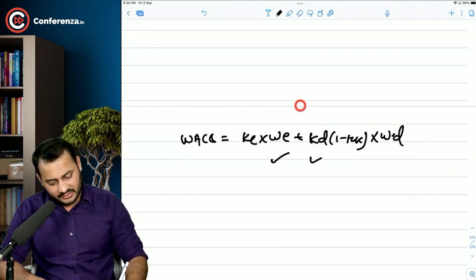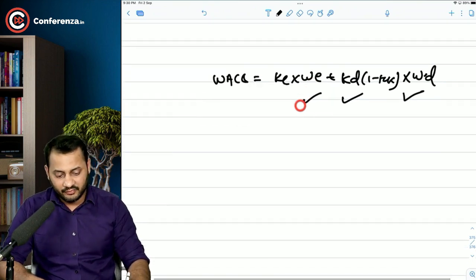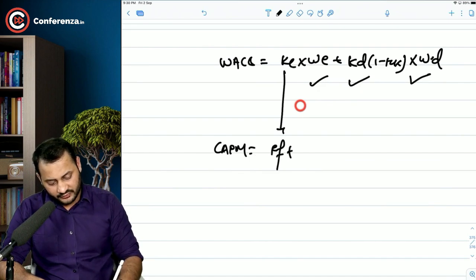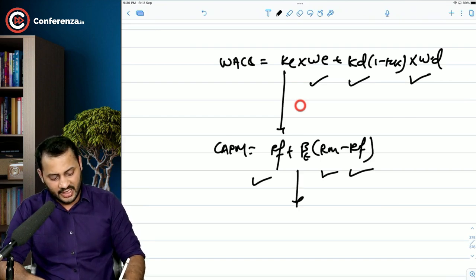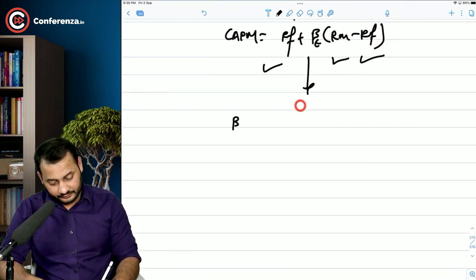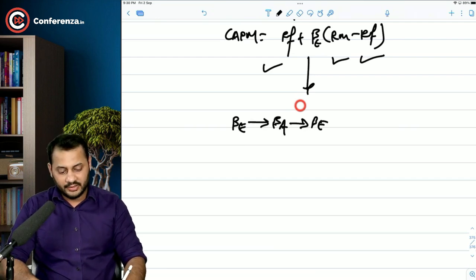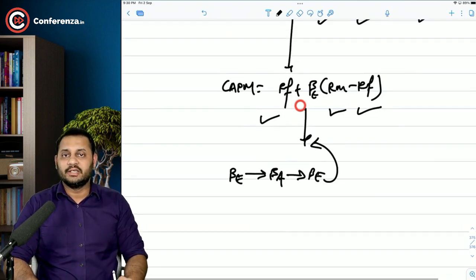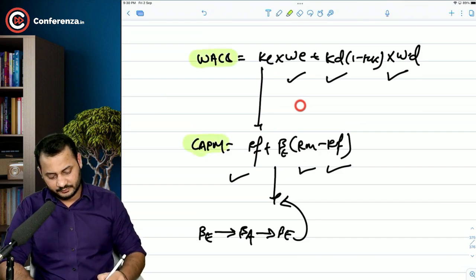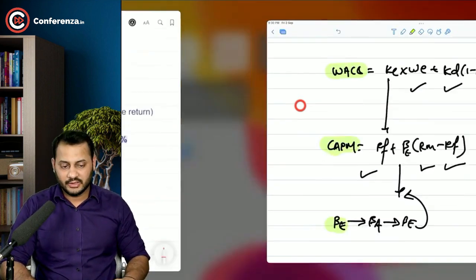We had this, this and this, but we didn't have cost of equity. So for that purpose, we used capital asset pricing model, risk-free rate plus beta of equity into market rate minus risk-free rate. We had this, this and this, but we didn't have beta of equity. So first we took the competitor's beta, converted that to asset beta, converted back to equity beta, and then it was used in the CAPM. So this is the procedure. Ultimately we wanted this. Got it? This is how we have gone.